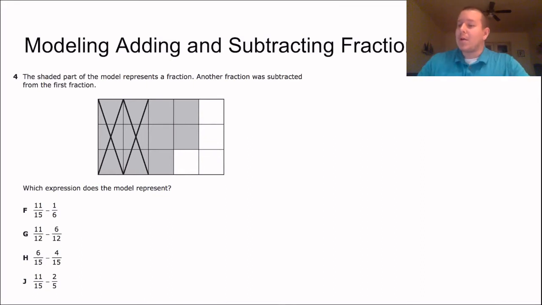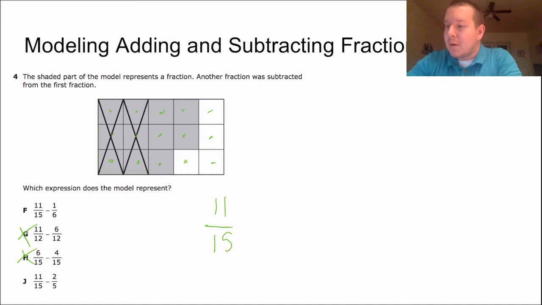Okay, so when I look at this, we have 1, 2, 3, 4, 5, 6, 7, 8, 9, 10, 11 shaded in, and we have 12, 13, 14, 15. So we have 11 shaded in out of 15. When I'm looking at my problem, G doesn't have that fraction, and neither does H. So we can take those out of the way. Now, what I notice is that 1, 2, 3, 4, 5, 6 out of the 15 are shaded in.